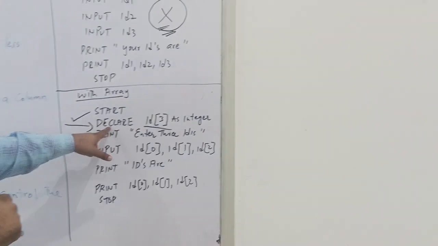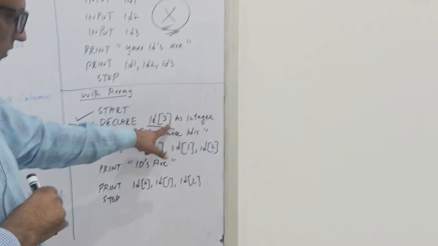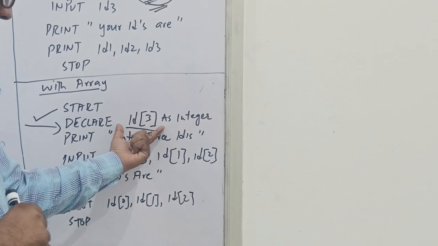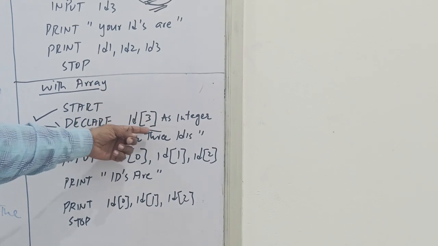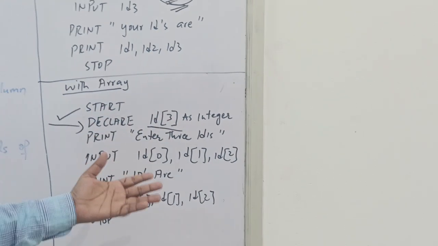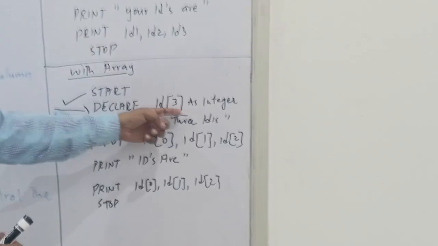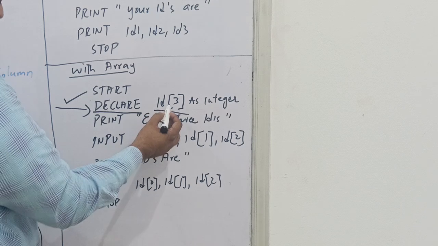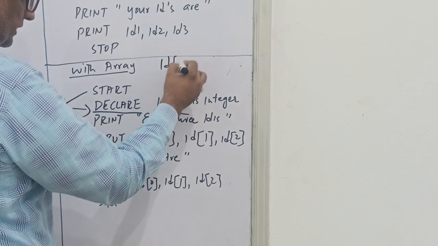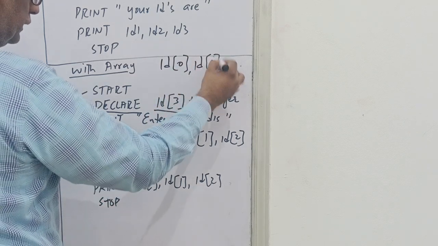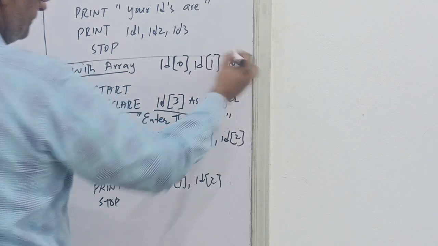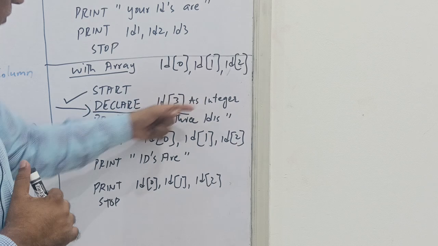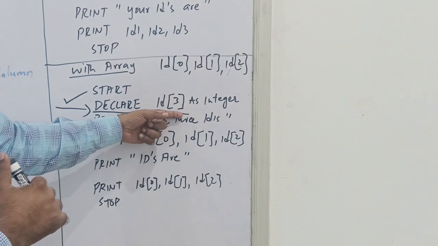You are writing declare id of array size 3 as integer. This technique of making more than one variable is called arrays. Now, what is the meaning of this id bracket 3 in the declare line? It means id 0, id 1 and id 2. This is the name of three variables that have been made by this single word.